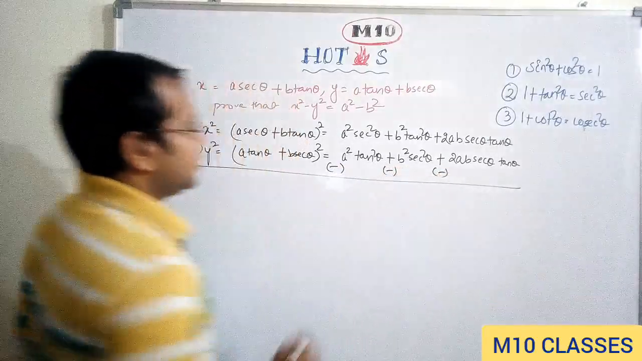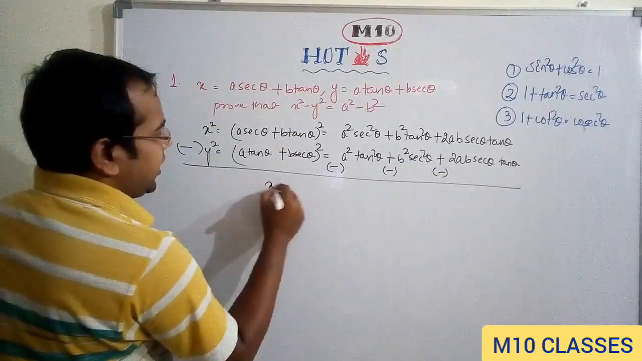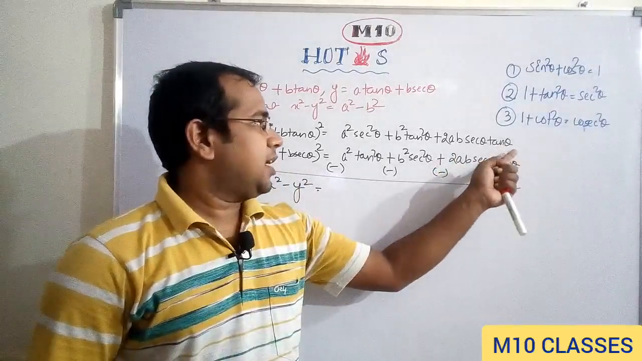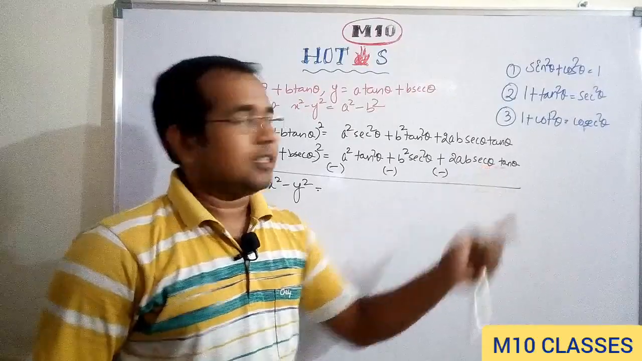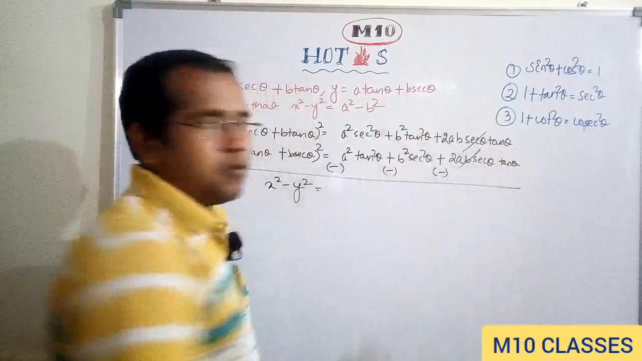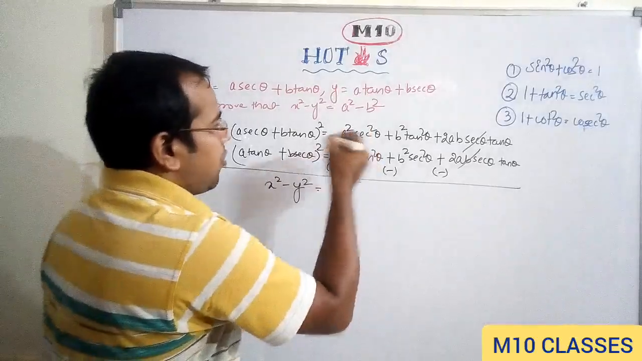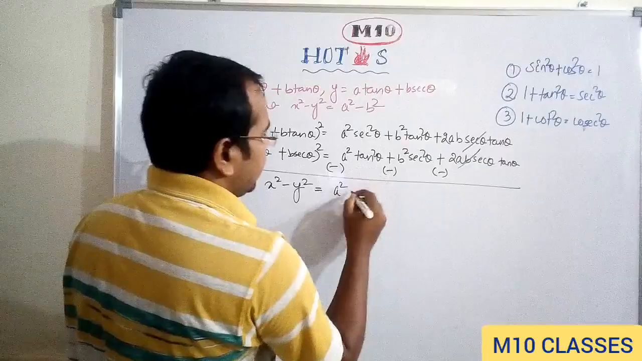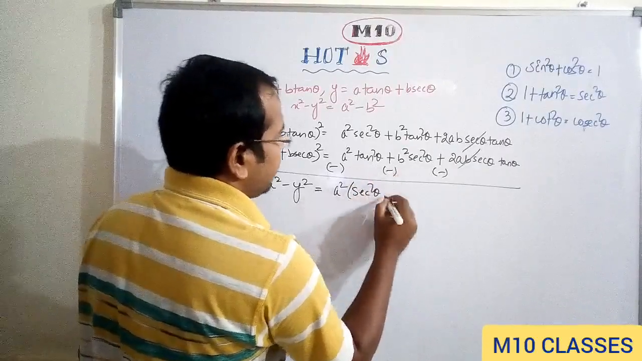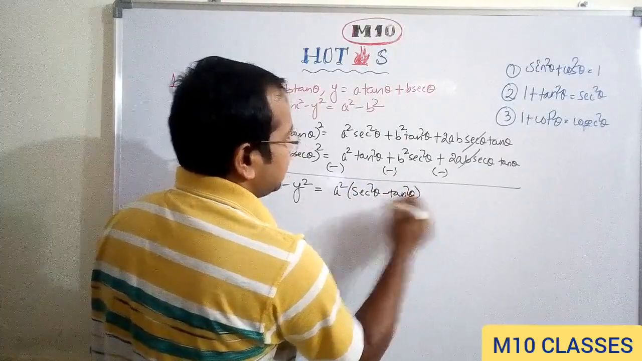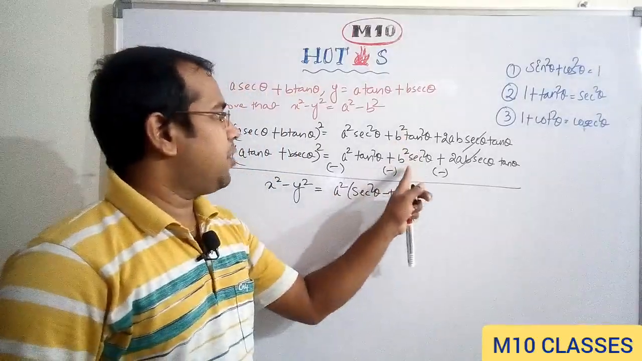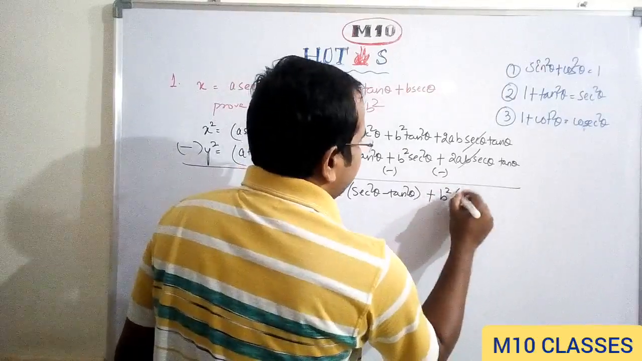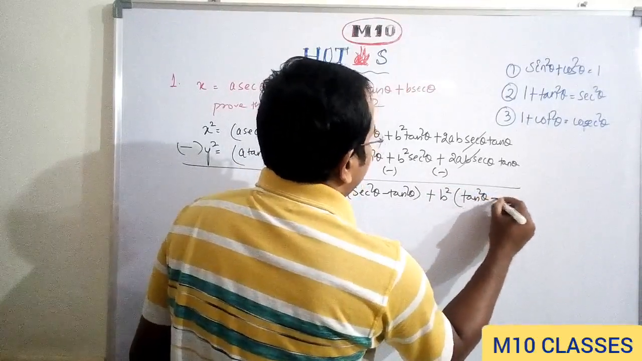So what are we getting here? x square minus y square. Now see here students, this is 2ab sec theta tan theta, and this is also 2ab sec theta tan theta. So if you subtract it, this will be cancelled out. Now see here, what is common? It is a square. If you take out a square common, you will get sec square theta minus tan square theta. Again, b square is common here. If you take out b square, you will get tan square theta minus sec square theta.